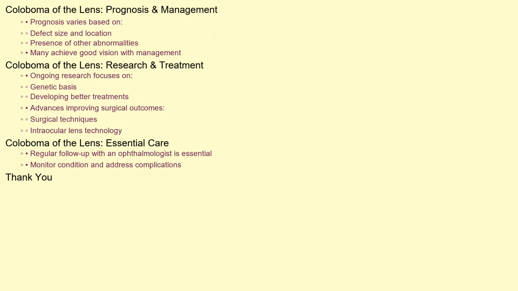The prognosis for individuals with coloboma of the lens varies depending on the size and location of the defect, as well as the presence of any associated ocular or systemic abnormalities. With appropriate management, including corrective lenses and sometimes surgery, many individuals can achieve good visual function. Research is ongoing to better understand the genetic basis of coloboma of the lens and to develop more effective treatments. Advances in surgical techniques and intraocular lens technology continue to improve outcomes for those who require surgical intervention. Regular follow-up with an ophthalmologist is essential to monitor the condition and address any new developments or complications.